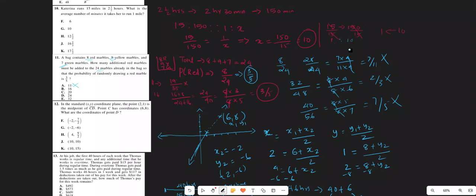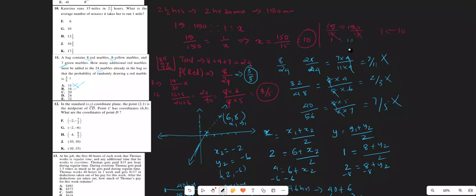Second option, 16 marbles. So 8 red marbles, add 16: 8 plus 16 is 24. The total changes to 24 plus 16, that is 40. So you can simplify 24 over 40. 8 3s are 24, 8 5s are 40, the 8s cancel out, so the leftover is 3 over 5. So that is the right option, 16.